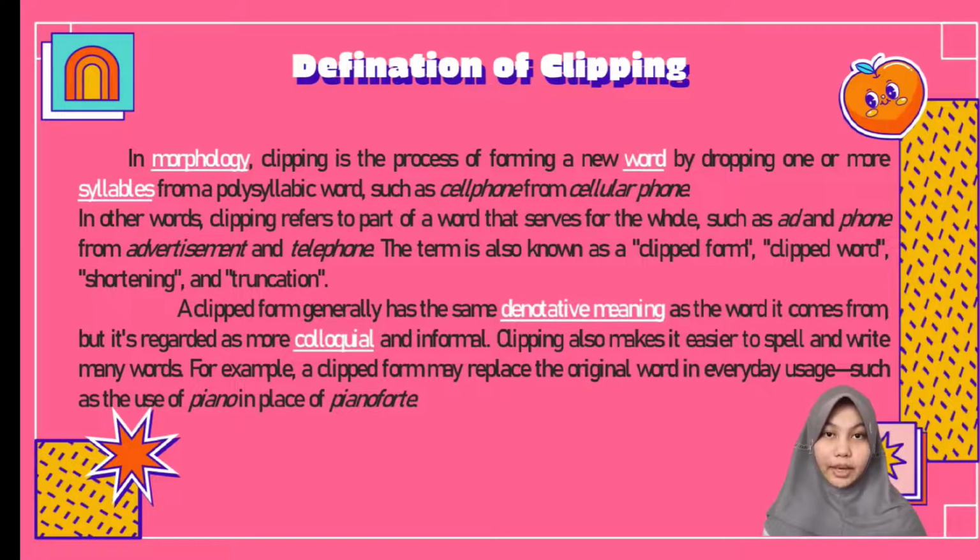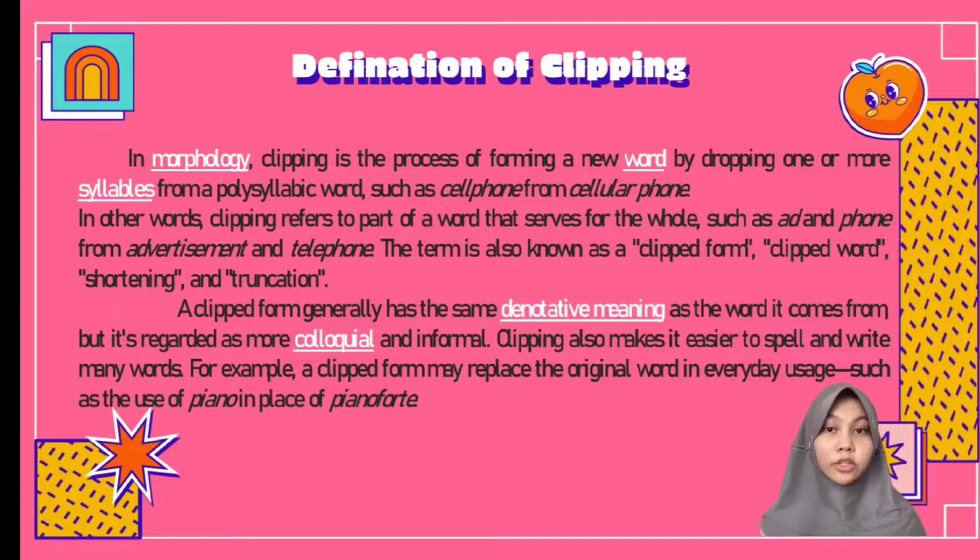Definition of clipping. In morphology, clipping is the process of forming a new word by dropping one or more syllables from a polysyllabic word, such as cell phone from cellular phone. In other words, clipping refers to part of a word that serves for the whole, such as ad and phone, from advertisement and telephone. The term is also known as clip form, clip word, shortening, and truncation.